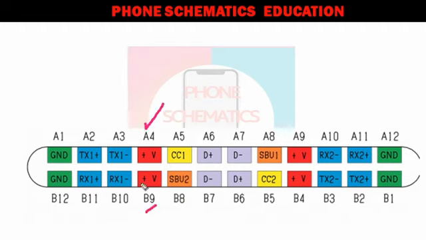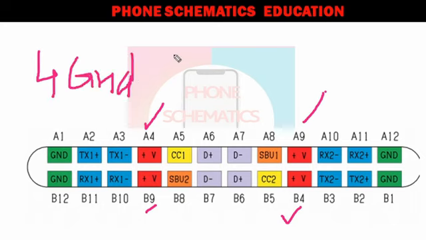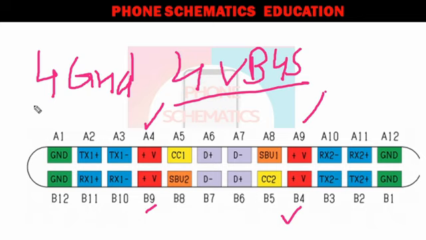After this, you can see the bus line: A4, B9, A9 and B4. Same 4 pins for ground and 4 pins for V bus, right? Now next, you know about ground pins and V bus pins.